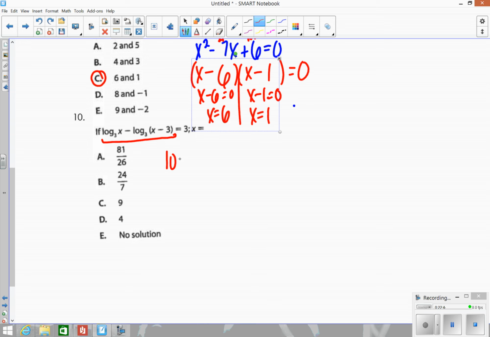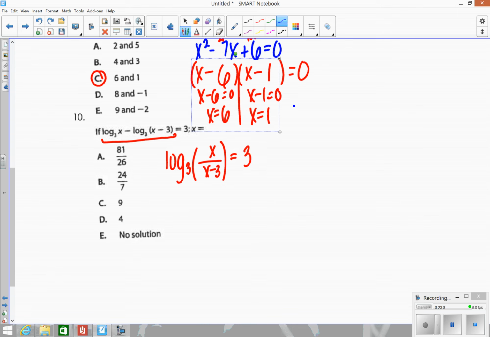So the fact that it's subtraction means that I can rewrite this as log base 3 of x divided by x minus 3. So it's going to be x over x minus 3. And that's because it's subtraction. If it were addition, then I'd be multiplying those. Then I keep the equals 3 on the right. So now we're trying to find what x equals.